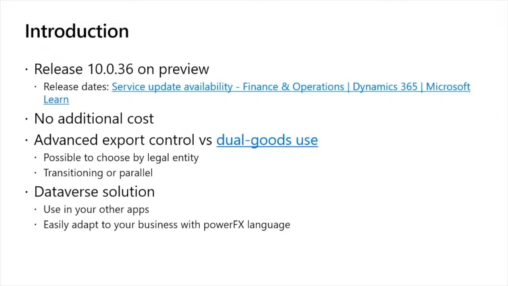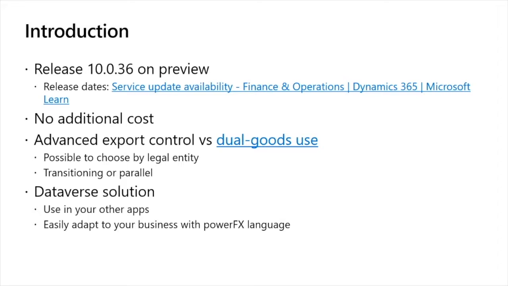Now we are releasing this advanced export control functionality for you, and you know that we already have dual use goods. So how does this relate? Dual use is already there. Some of you may already be using it. And how do these two work together? So the answer is they do not.